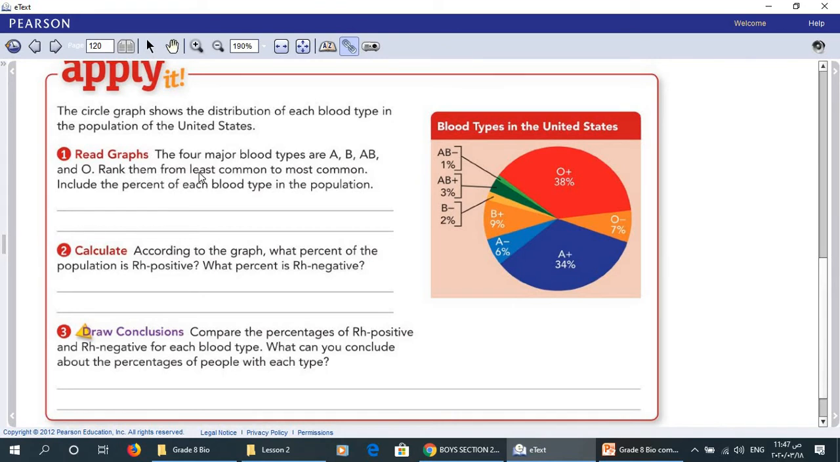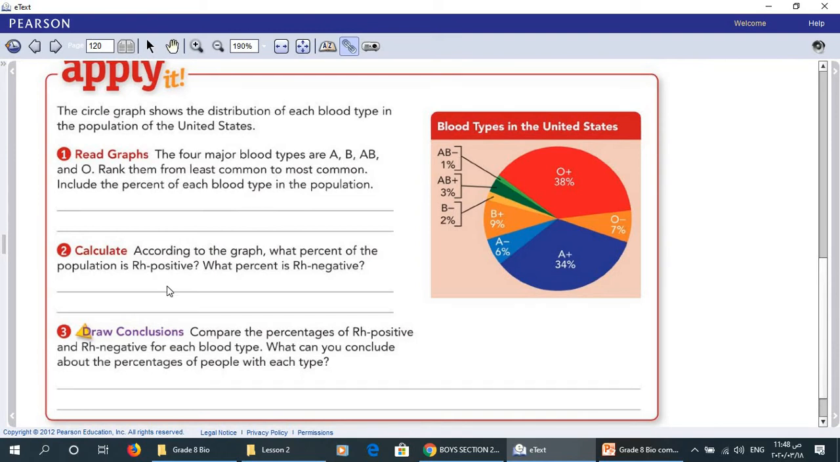Remember, arrange or rank them from least. The least is AB, 4%, 1 for negative and 3 for positive. Then B 11%, 9% and 2% here. Then A 40%, 6 and 34. Then O 45%. Question number 1: the rank would be AB 4%, B 11%, A 40%, O 45%.